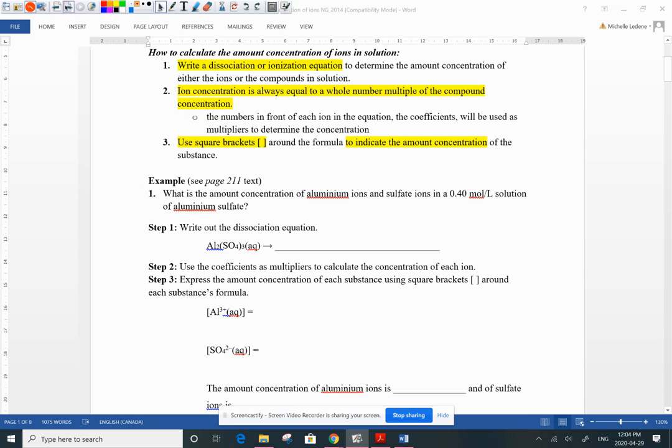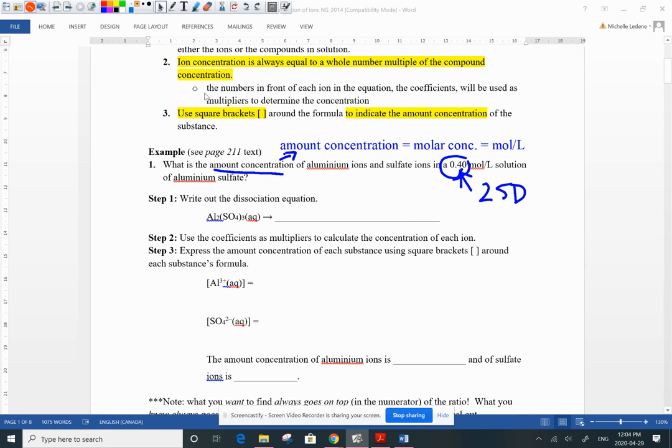And our first example is on page 211 of your textbook, if you want to follow along. And it's asking for what is the amount concentration, so the molar concentration in moles per liter of aluminum ions and sulfate ions when we have this mole per liter solution of our original starting compound, the aluminum sulfate. So a couple things to notice. How many sig digs do we have? Well, we've got 2 sig digs in that original concentration of our solution.